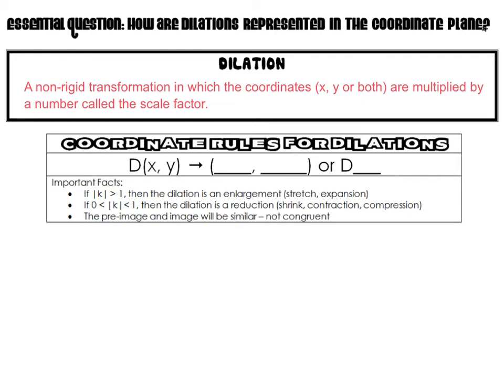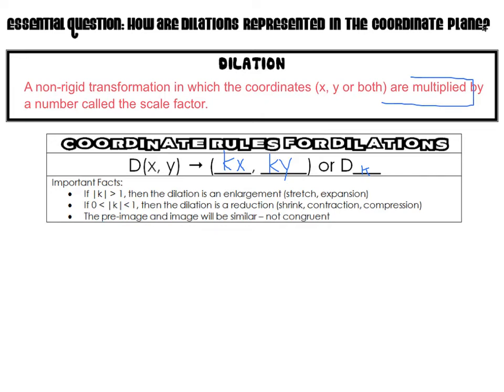So the coordinate rule for dilations is x, y maps to kx, ky. The shorthand notation will use a D for dilations, and the subscript is going to be k. And again, k represents the scale factor.